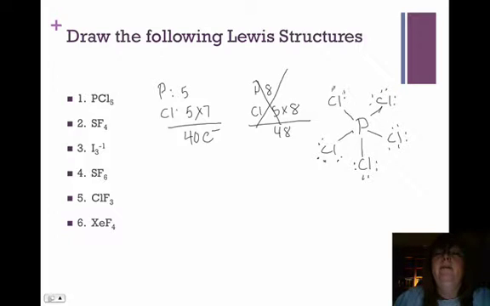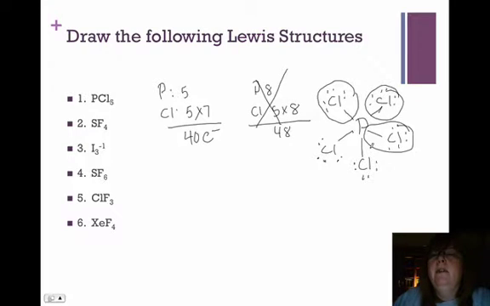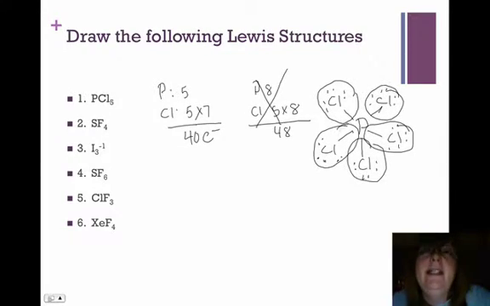So every one of these chlorines was only seeing 2 valence electrons, and now we're giving it a total of 8. All right, now let's go ahead and count up how many electrons we have represented here. We have 40 electrons, we're done. So this is 8, 8, 8, 8, 8. 8 times 5 is 40. That's how many valence electrons we have, and that is indeed the structure.